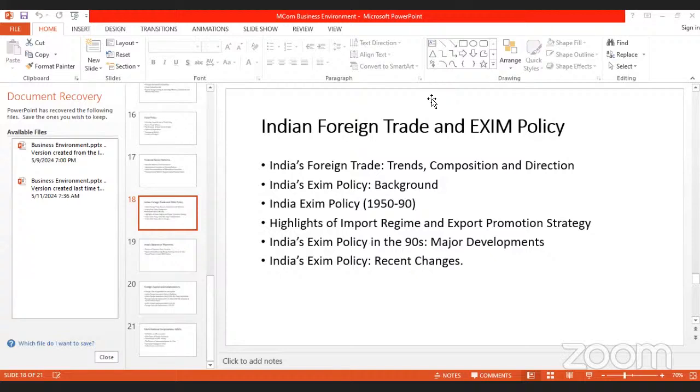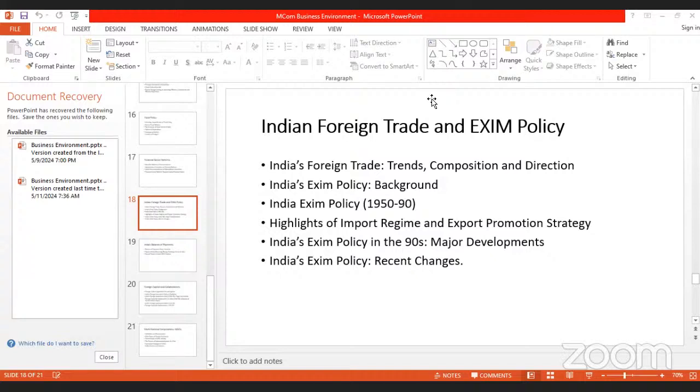Next thing we need to see is India's EXIM policy 1950 to 1990. We need to study the highlights of the import regime and export promotion strategy. The first thing to be noted is the import regime. During the initial decades post-independence, India's import policy was highly restrictive in nature. So what were the restrictions, we'll see.